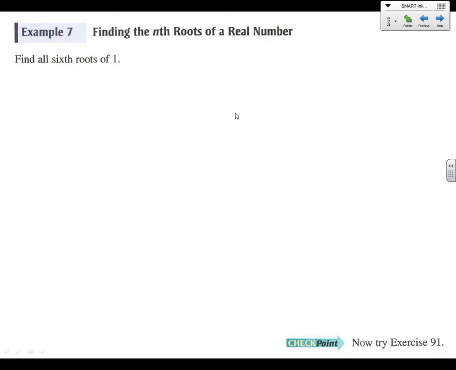All right, so find all the 6 roots of 1. So first things first, we need to put this into trig form. If it's a real number, that's pretty easy. It's just right here at 1, 0.